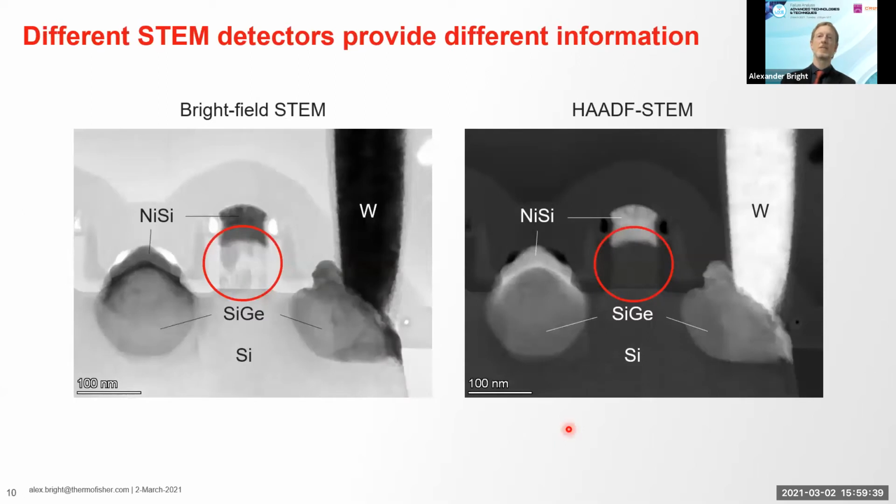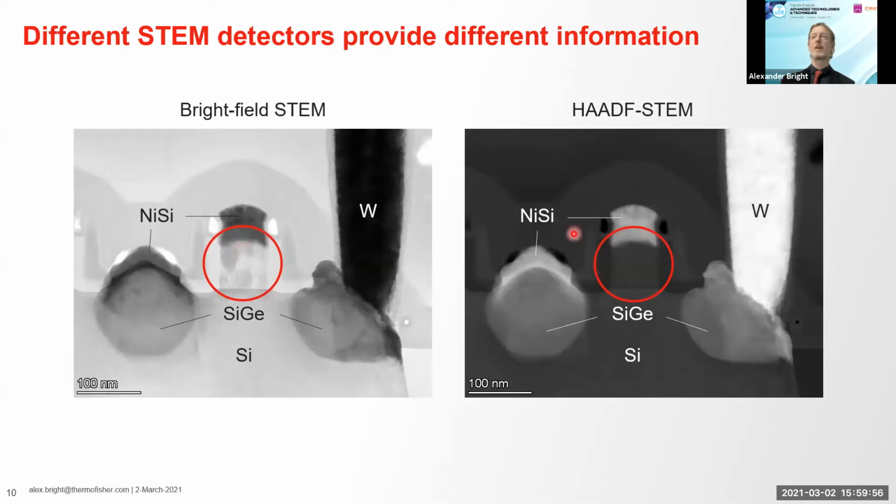STEM technology has really taken off and is now very powerful. I think detection has improved a lot. We see here two examples from the same structure. The left is a bright field STEM image. This gives you very similar information now to what you get from bright field TEM.